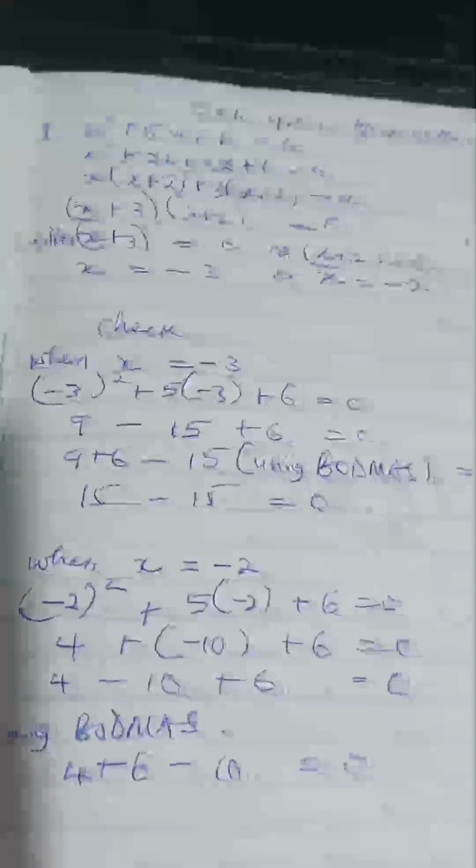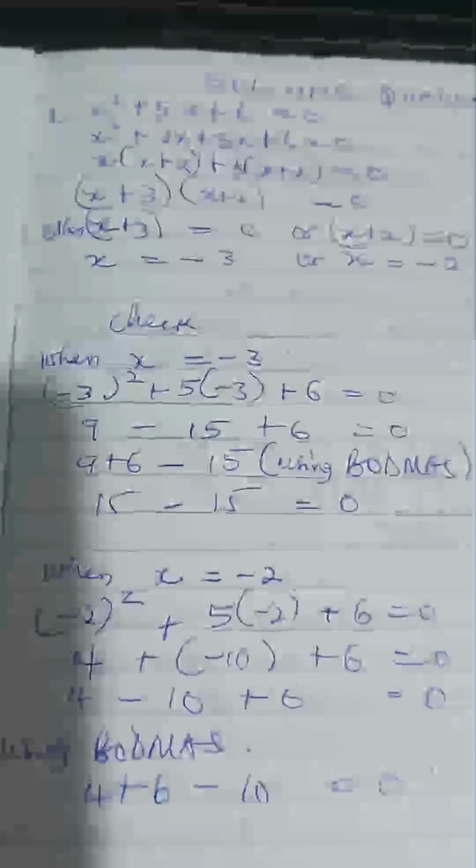That is correct. Then let's substitute minus 2 for s. Minus 2 in the bracket raised to power 2 plus 5 into minus 2 plus 6 equals 0. Remember the equation again is s squared plus 5s plus 6. Wherever you see s, you put minus 2. So that is the reason why we put minus 2 inside the bracket and the power 2 on top, plus 5 times minus 2 standing for s, plus 6 equals 0. Minus 2 squared is 4, and 4 plus minus 10, plus 6 equals 0.